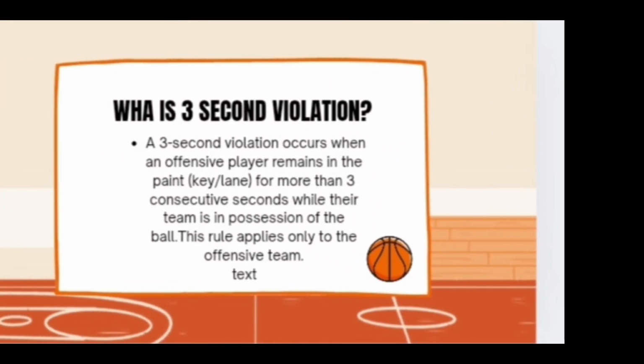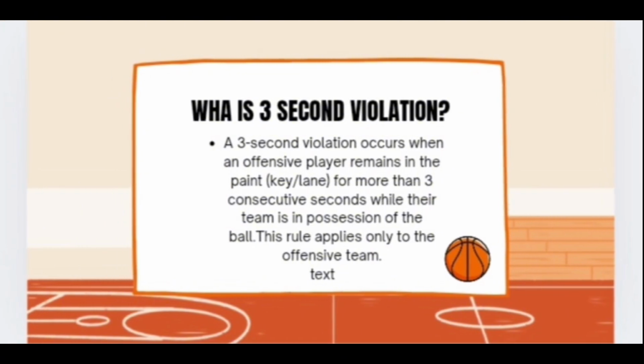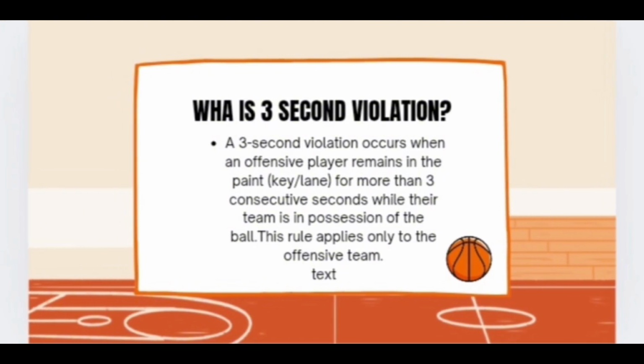So today I'll be tackling the 3 seconds violation in basketball. This violation is a rule in the game of basketball that prevents offensive players from staying in the lane for more than 3 consecutive seconds when their team has ball possession. The lane refers to the painted area underneath the basket.